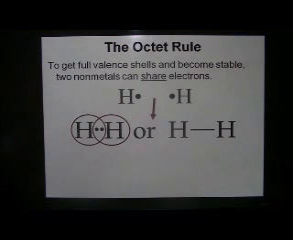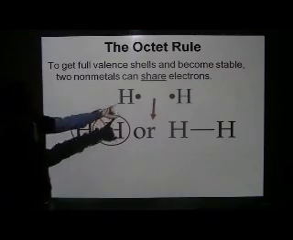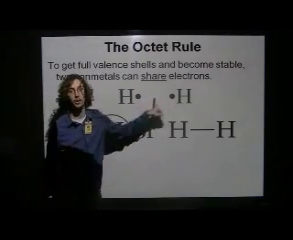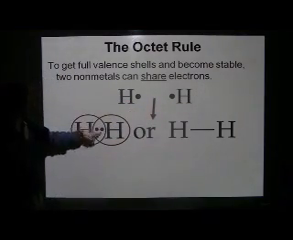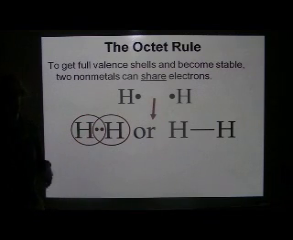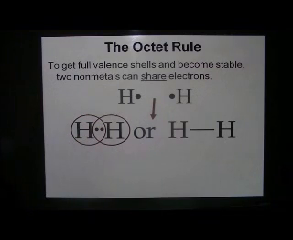Another way of seeing that would be with these 2 hydrogens. They each have an unpaired electron, so they can kind of share those between them to get, for hydrogen, 2 electrons. Remember, hydrogen is an exception to the octet rule. It only needs 2 electrons to fill that first orbital.